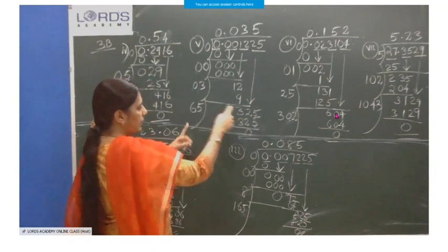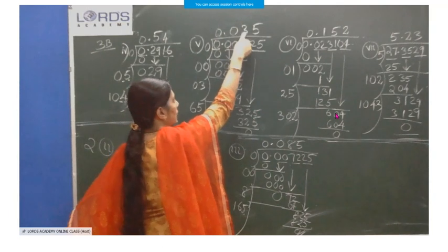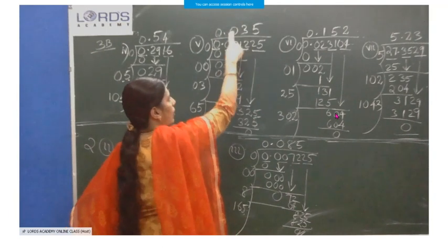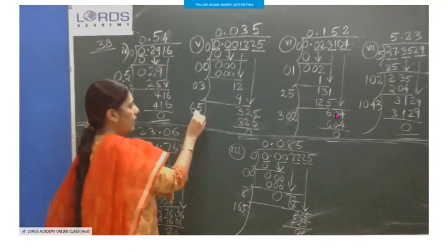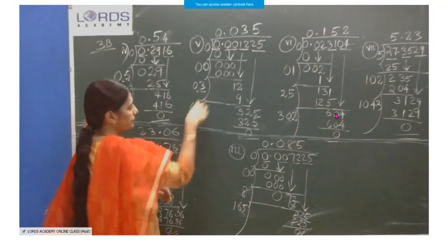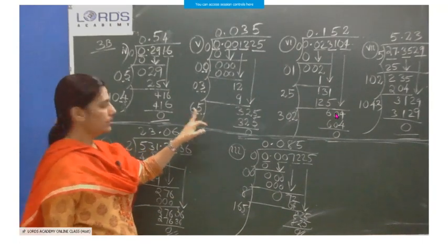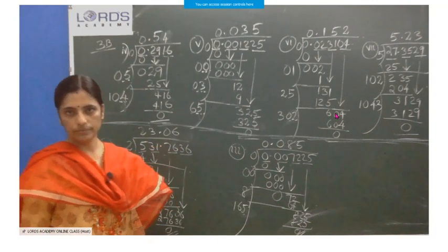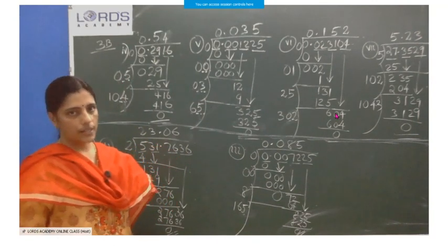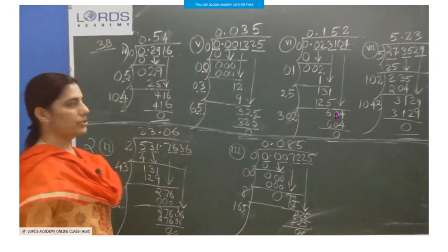Then to get the new divisor, actually 0.03 was there, but we will take only the digit 3. Its double, 6. And we need one more digit. What is that? 5. 65 into 5, you will get exactly 325. If there is any doubt, you can ask now. Okay. Procedure is the same.